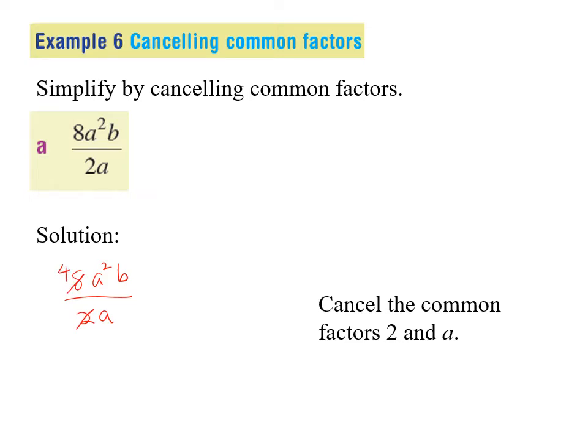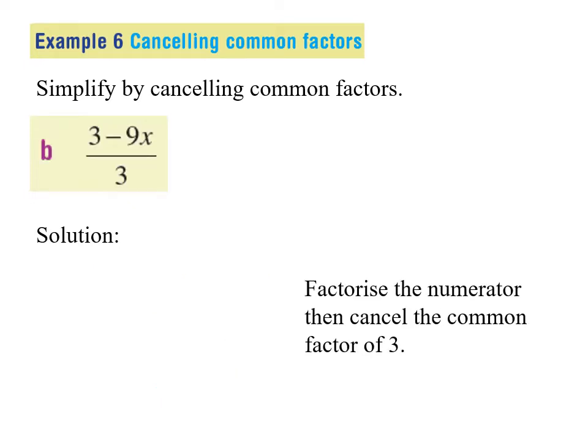A squared basically means that it is a times a. So we have 4 times a times a times b. There's a b there, and a. So this a couldn't cancel with that a. So the answer is 4ab. The key here of this answer is to cancel the common factors 2 and a.